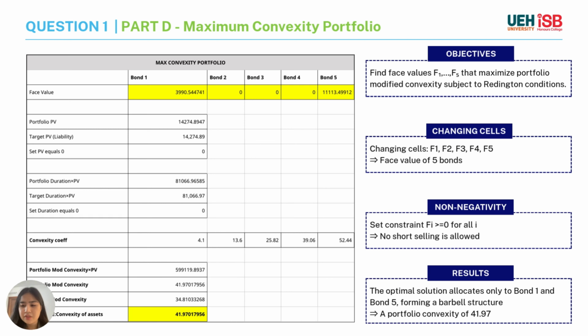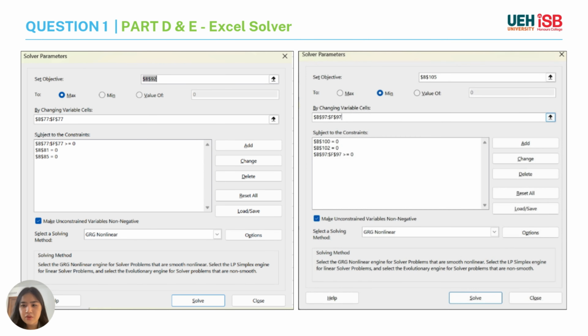From the optimization results, we find that the optimal solution invests only in bond 1 and bond 5. This creates what is known as a barbell structure, combining a very short maturity bond with a very long maturity bond. This structure maximizes convexity because convexity increases with the dispersion of maturities. By allocating weight to the two extremes of the maturity spectrum, we maximize the curvature of the price-yield relationship. As a result, the portfolio convexity reaches 41.97, which is significantly higher than the liability convexity of 34.81. So that is how we do it in Excel Solver.